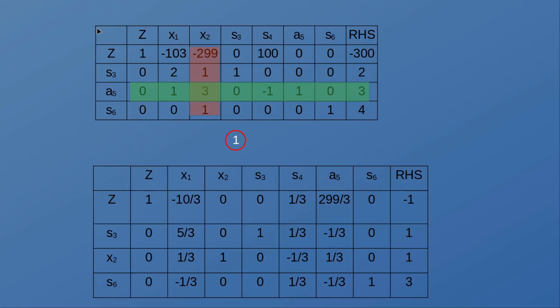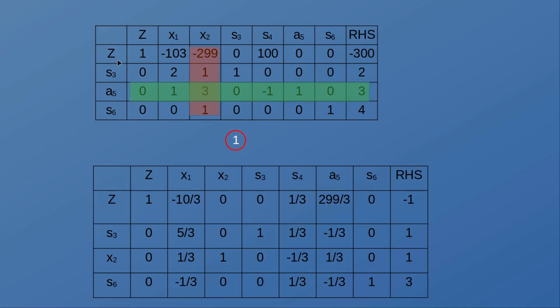Now getting ahead, on the top you will find the starting simplex tableau. I'll explain how this simplex tableau has been prepared. What is the logic behind preparing it? In the leftmost column, you have the variables Z, S3, A5 and A6. And on the first row, you have Z, X1, X2, S3, S4, A5, S6 and RHS. So in the first row, you note down all the variables of the problem. And of course, you leave the last column for the right hand side of the equation.